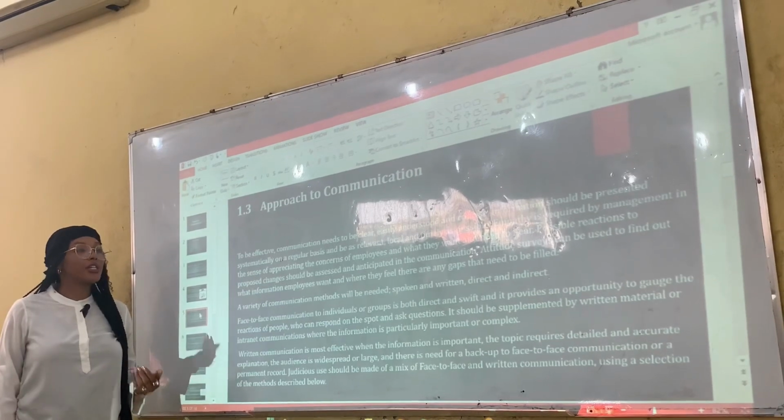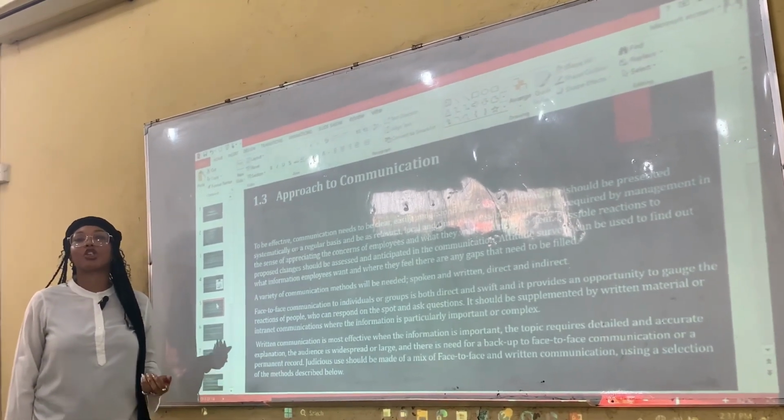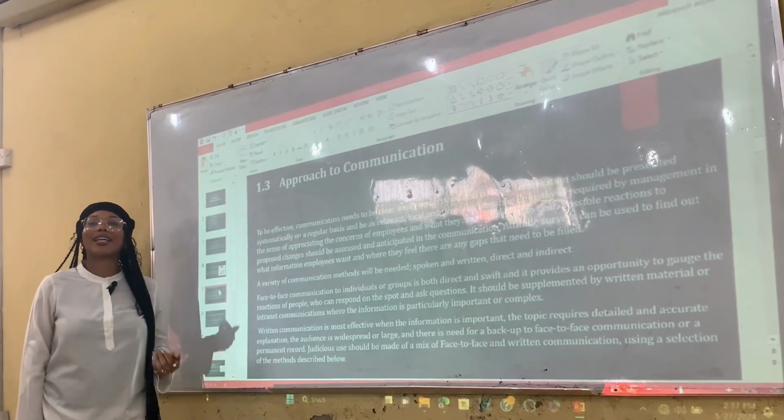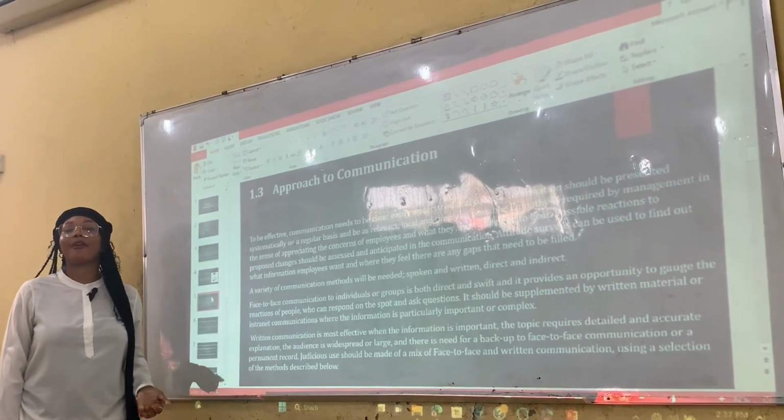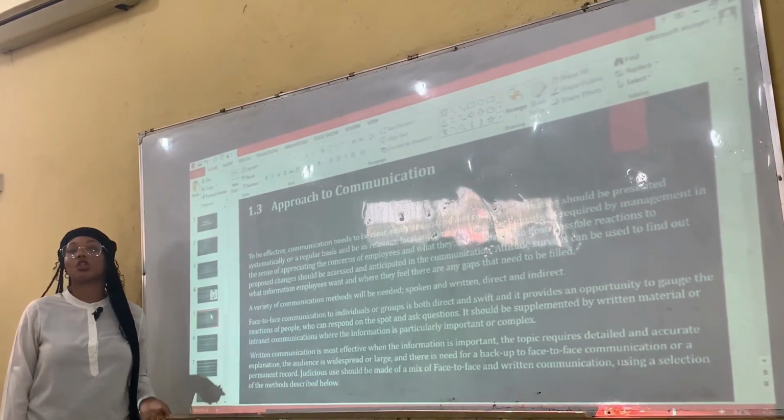Face-to-face communication with individuals or groups is both direct and swift, and it provides the opportunity to gauge the reaction of people, who can respond on the spot and ask questions. It is supplemented by written documents or intranet communication when information is particularly important or complex.